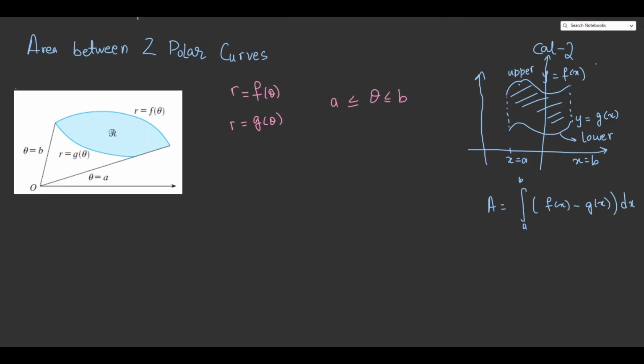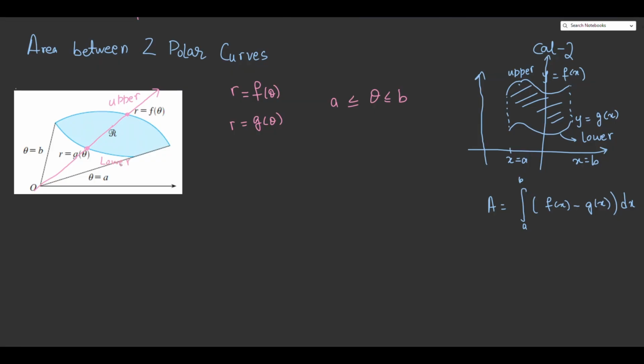As in calculus 2, we have to define what is our upper curve and what is our lower curve. Okay, and how do we establish them? In order to do this, you can draw a line passing through the origin, and it passes through the interior of this region, and the point where it leaves the region will be our upper curve, and the point where it enters the region will be our lower curve.